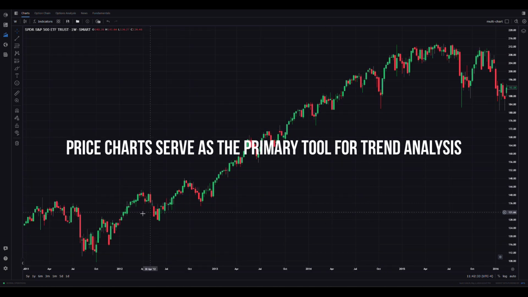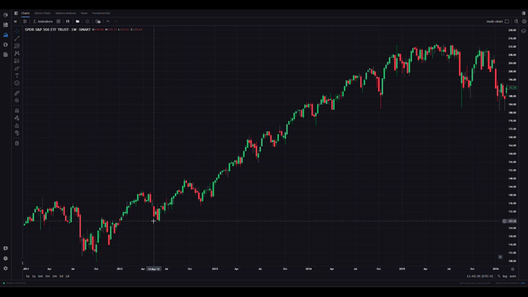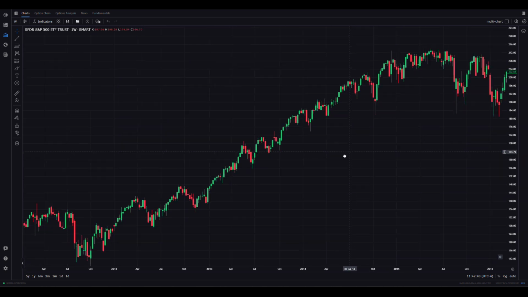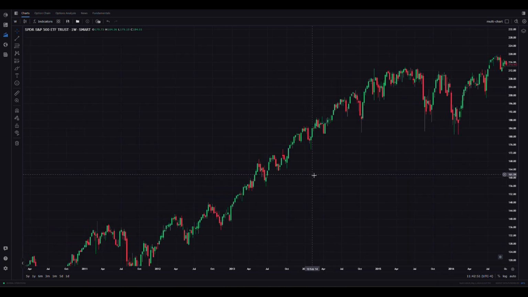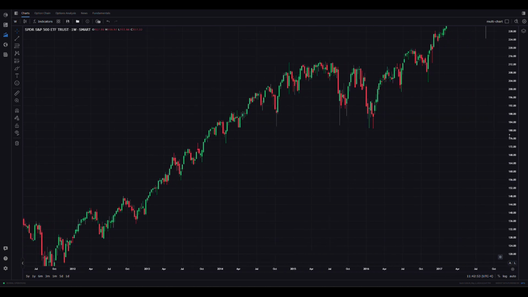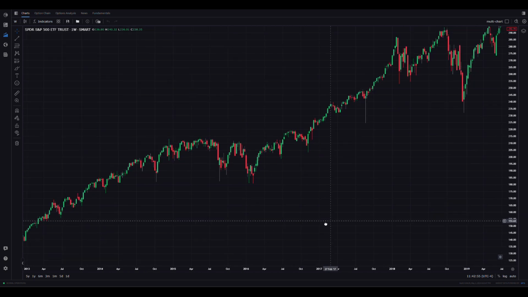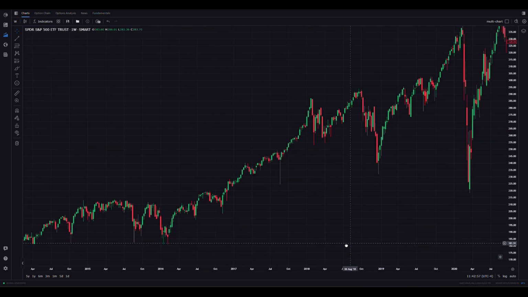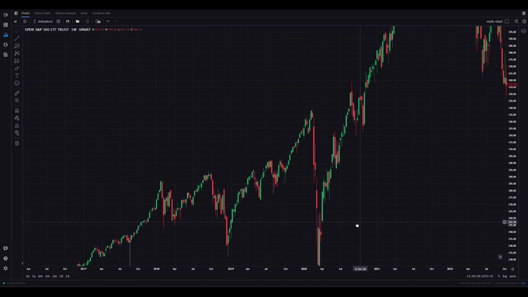In an uptrend, prices consistently make higher highs and higher lows as they ascend over time. Each successive peak reaches a higher level than the previous one, while each trough also rises above the preceding low. This pattern reflects a bullish market sentiment, where buyers outnumber sellers, propelling prices upward. Uptrends often occur during periods of economic growth or positive market sentiment, as investors express confidence in the underlying asset's value.